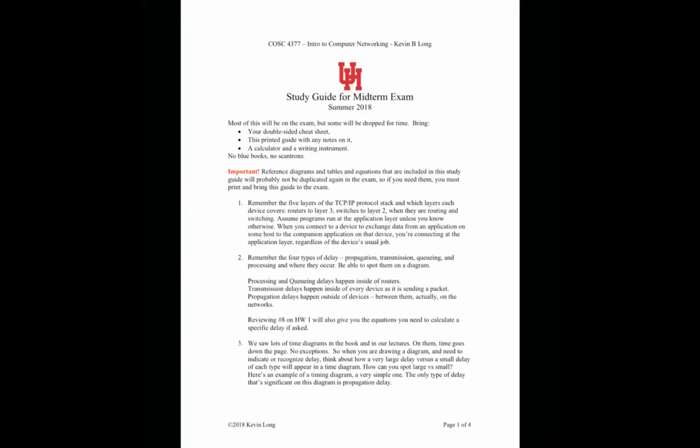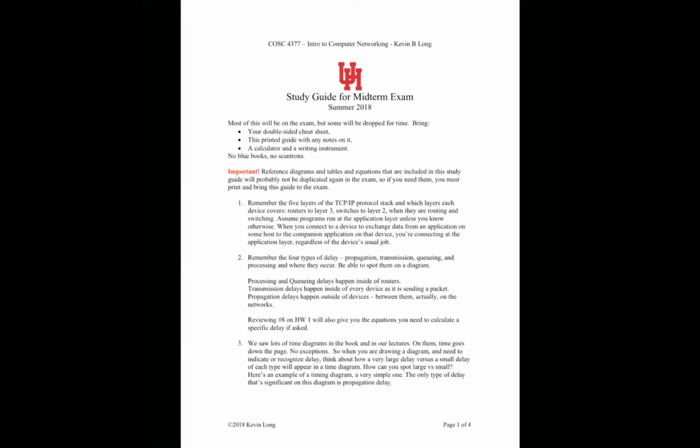We don't use blue books. We don't use Scantrons. You also can bring a single sheet of paper, double-sided, with whatever notes you want on it. But it's very important that before you go to bed on Sunday or when you get up on Monday, make sure you print this study guide, because if I revise it and add some images or equations to it, they will not be on the exam again.